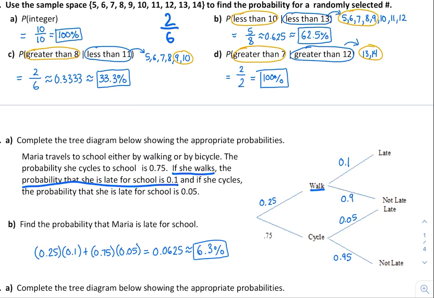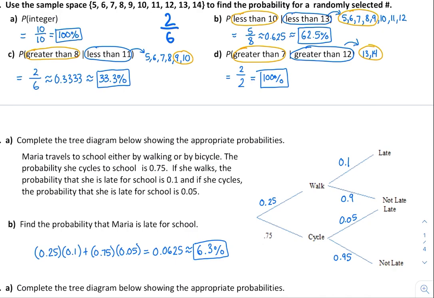So that's that. Now to fill out this one, it says if she cycles, the probability that she is late for school is 0.05. So if she cycles, the probability that she's late is 0.05, which means 1 minus 0.05 represents she's not late, which is 0.95. So that's kind of the process on how you guys fill this out. And then from here, we can just answer some questions.